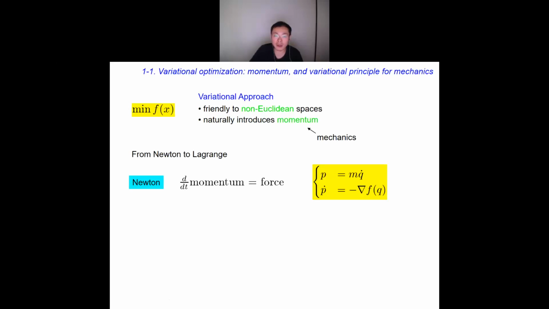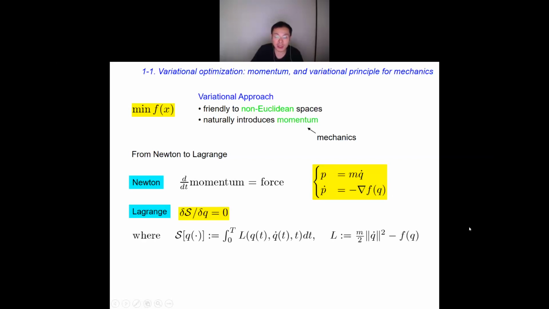Newton said, okay, the rate of change in momentum is given by the force. And you can turn this into differential equations. So you can define momentum, and then the rate of change of momentum is given by the force. If you choose a conservative force, so if you view this F as your potential energy, then the force is actually the negative gradient of F. So this is basically Newton's equation.